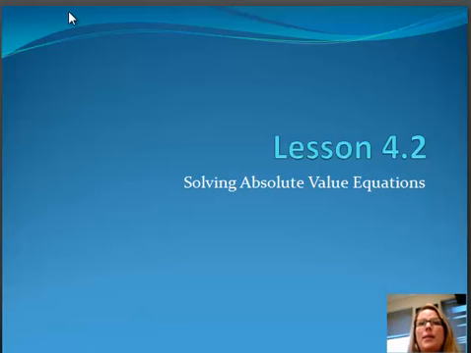Okay, so today we're going to talk about absolute value functions and how we solve them for x. We talked about the graph and what they look like, we've talked about their domain and range, and we've talked about their vertex. Now we're going to talk about how you simply solve them using algebra.